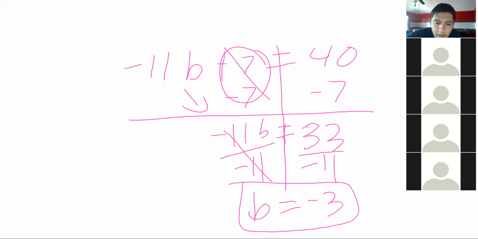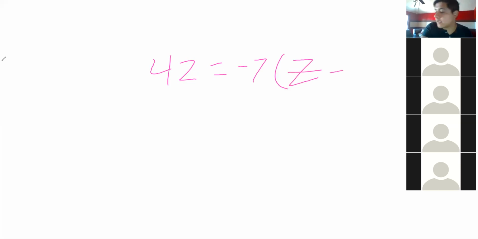So let me see. My last question is, I'm going to use that's 7(z minus 3). So what would be our first step in this situation? Add 7 on both sides.